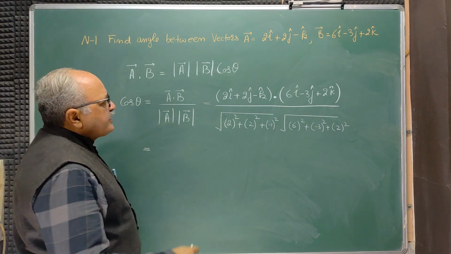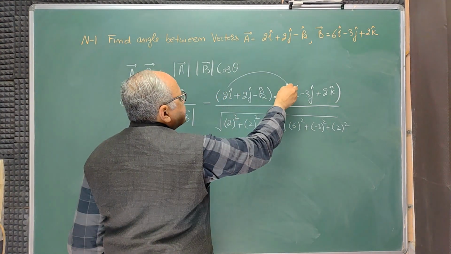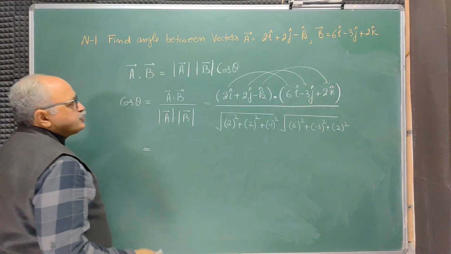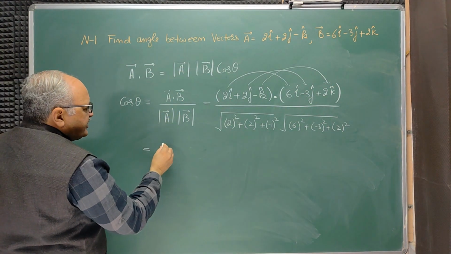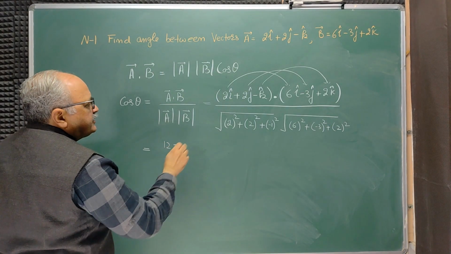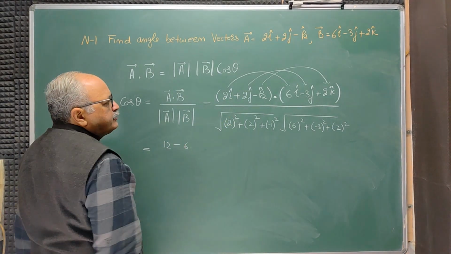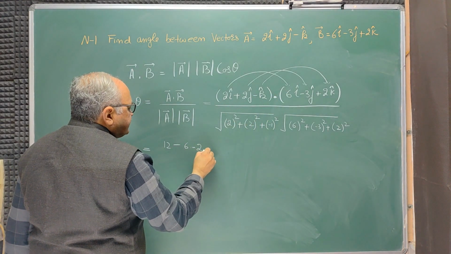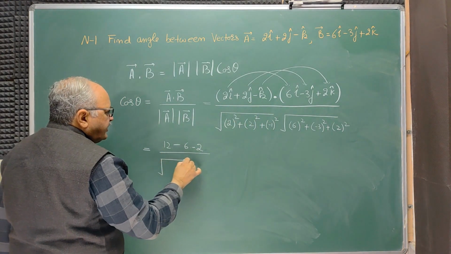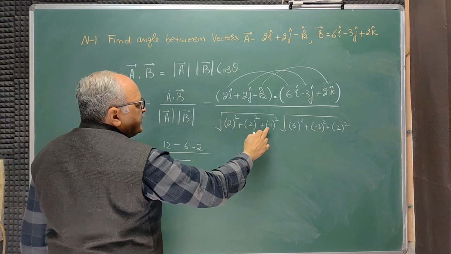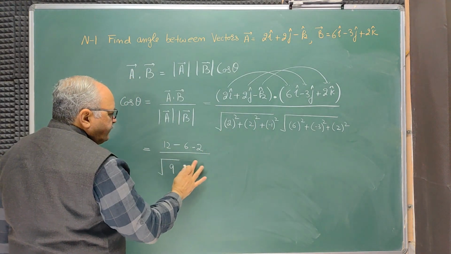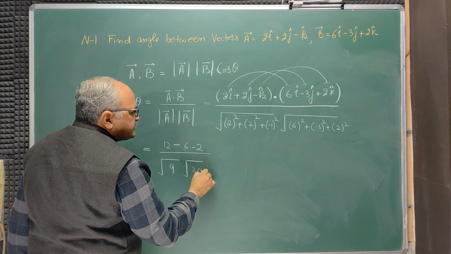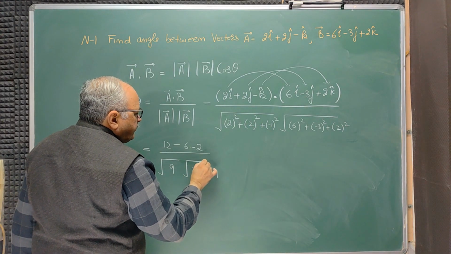Now for the dot product, the respective components are multiplied this way. So we'll have 2 into 6, that is 12. Then 2 into minus 3 will give you minus 6. And minus 1 and 2 will give you minus 2. And under the root we have 4 plus 1 plus 4, that is equal to 9. And this will give us 36 plus 9 plus 4.